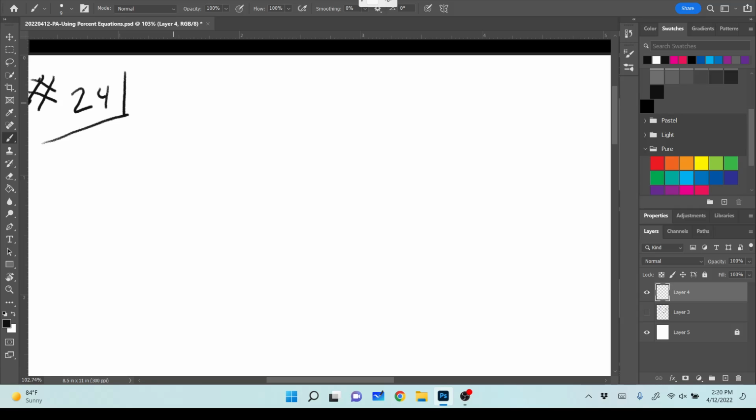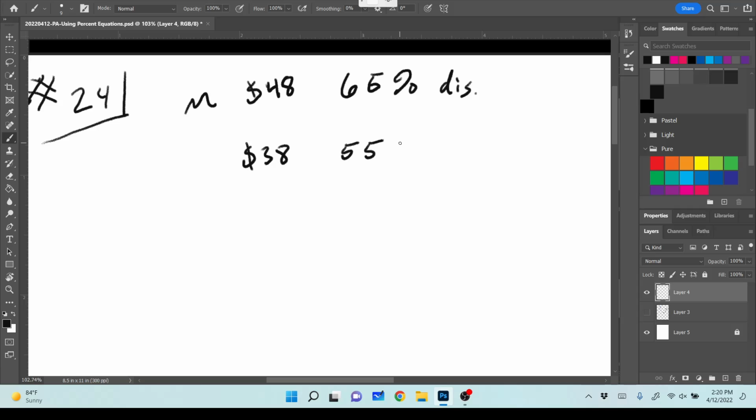So number 24 says Accessory Central is having a summer clearance on sunglasses. Maria wants to buy a pair of sunglasses that cost $48 with a 65% discount. The same pair of sunglasses cost $38 with a 55% discount at Shades Inc. Which store has a better price for the pair of sunglasses?